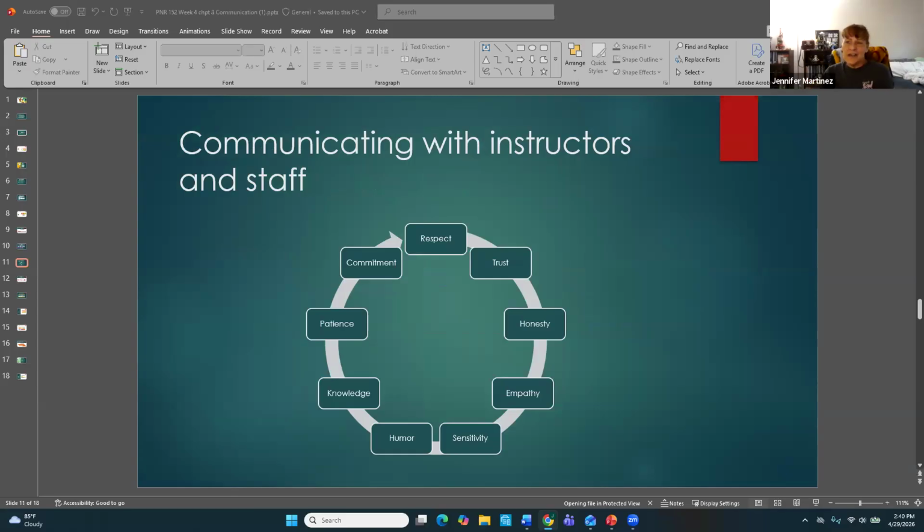And then this is just other things too with communication. Respect. Respect is a two-way street, and we know that. Always be respectful with your communication. Trust, we talked about trust. Trust starts with your confidence though, too, and making decisions. So when you're performing a skill, when an instructor or a client asks you a question, you want to be confident in yourself when you're presenting that information. Always be honest. Show that empathy.